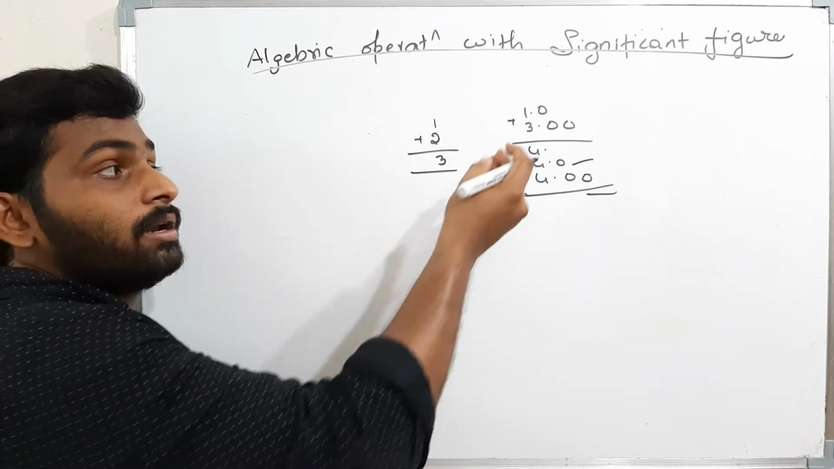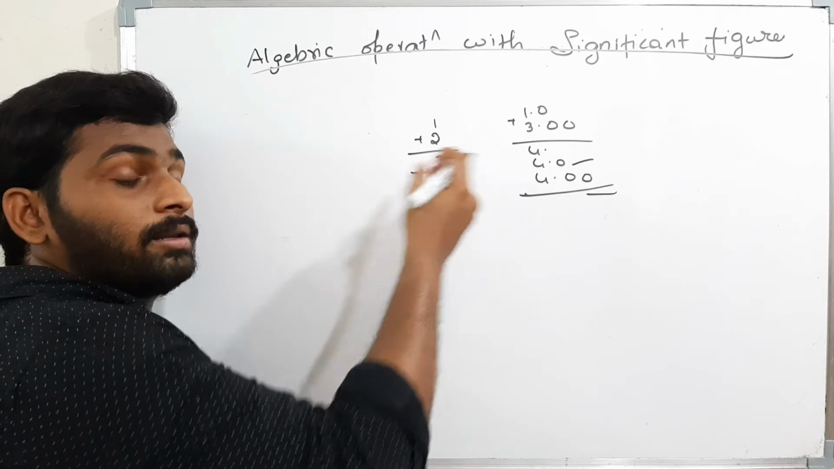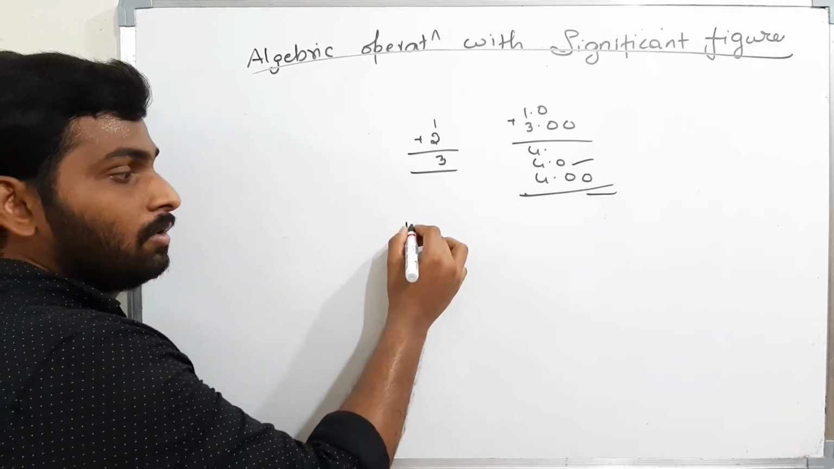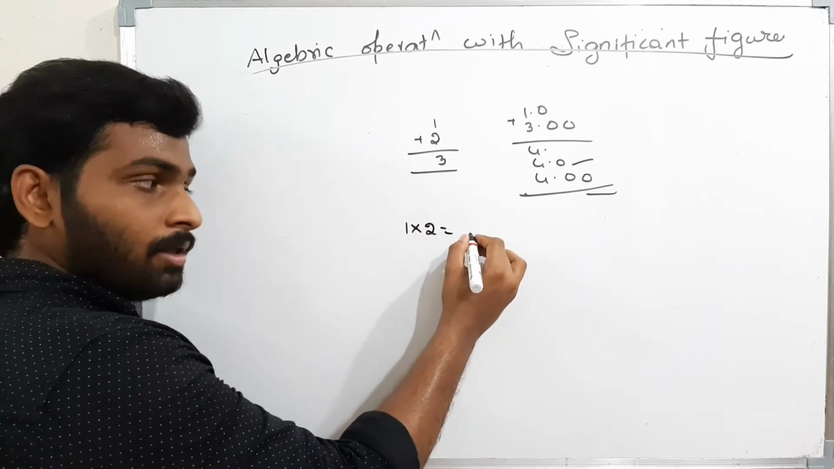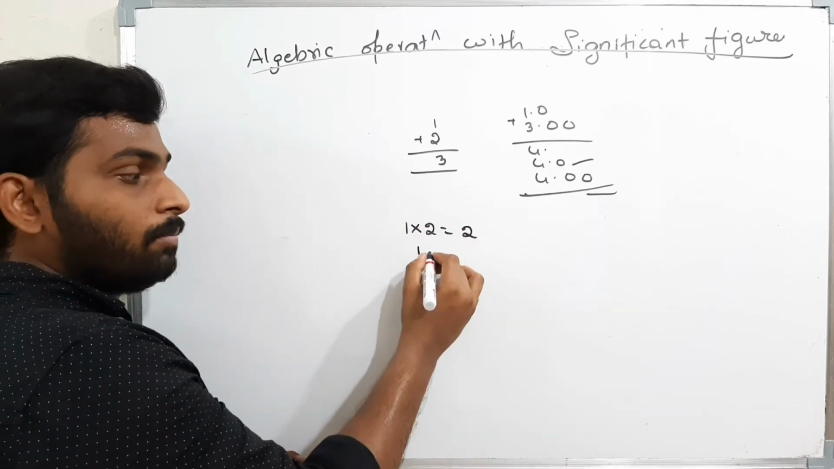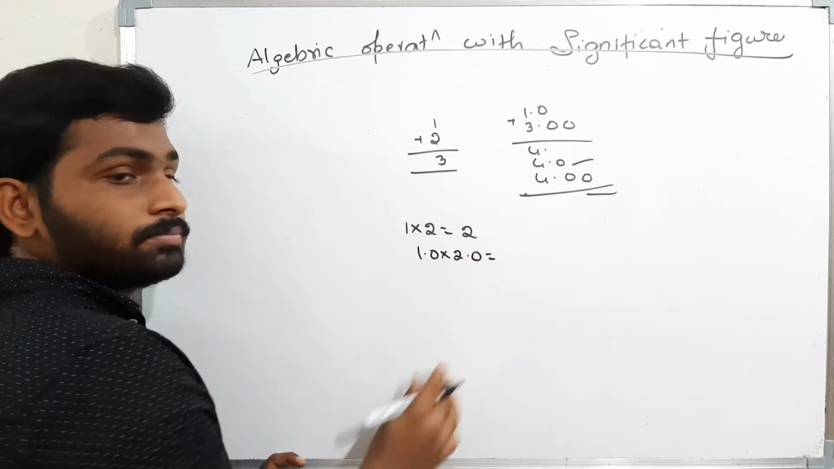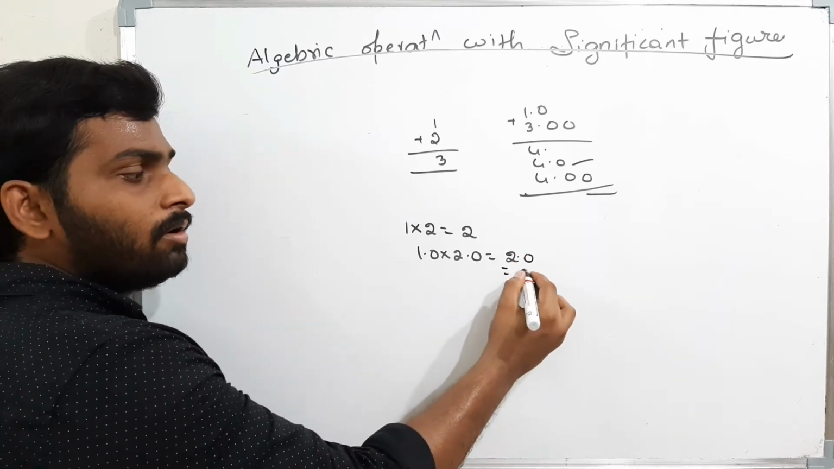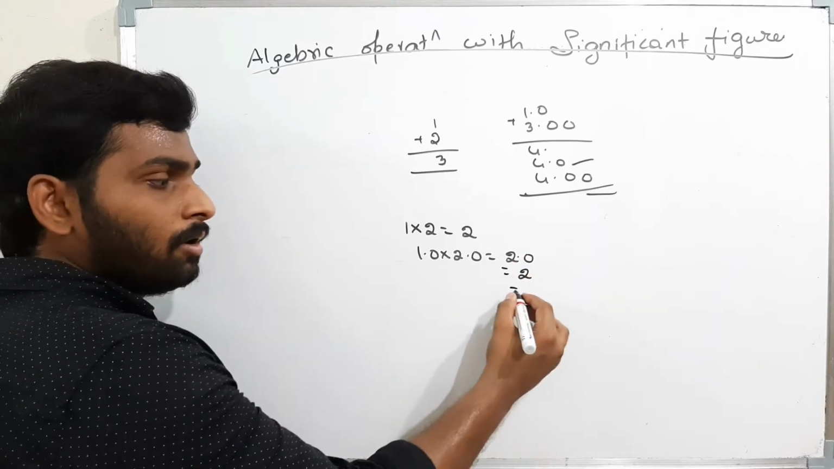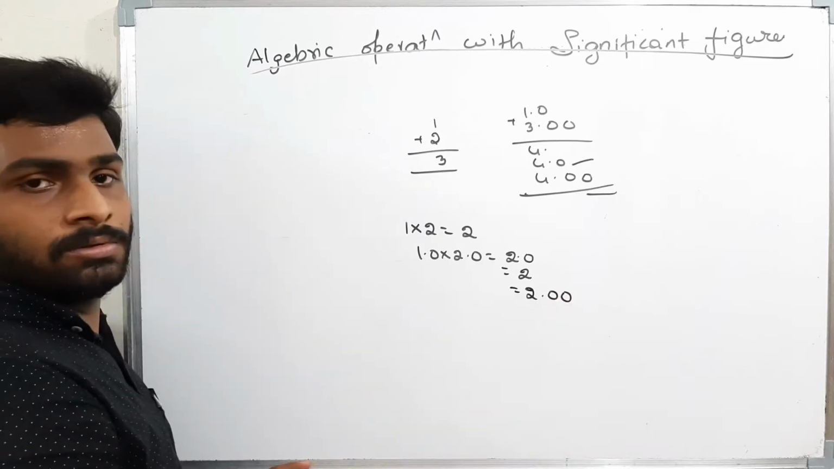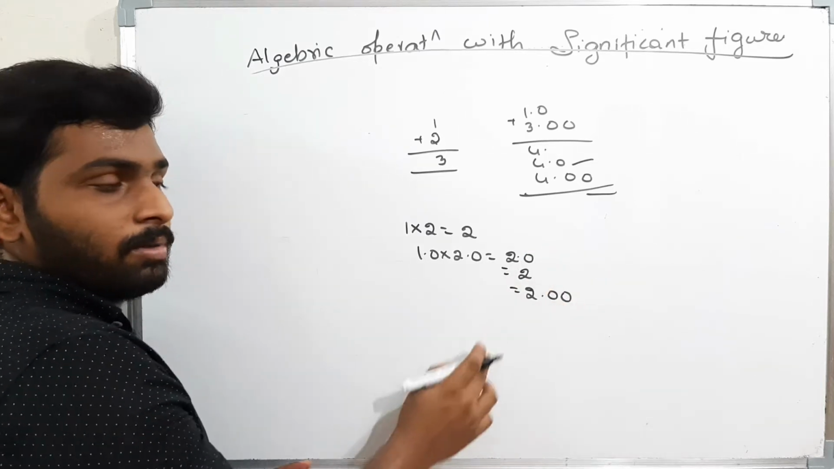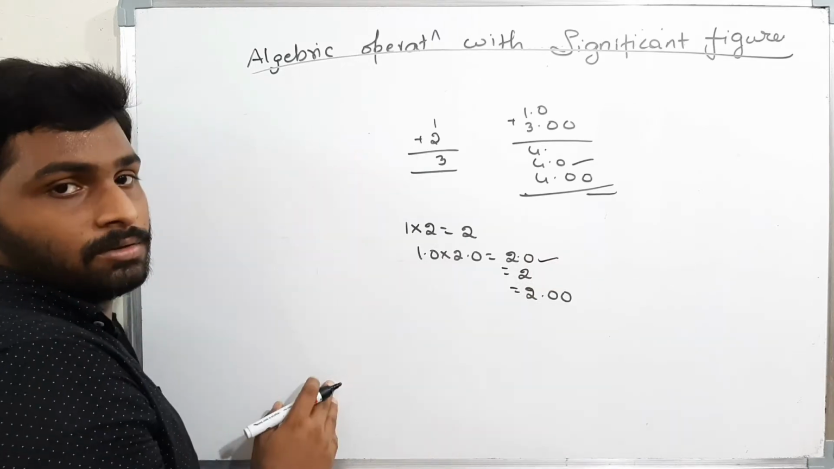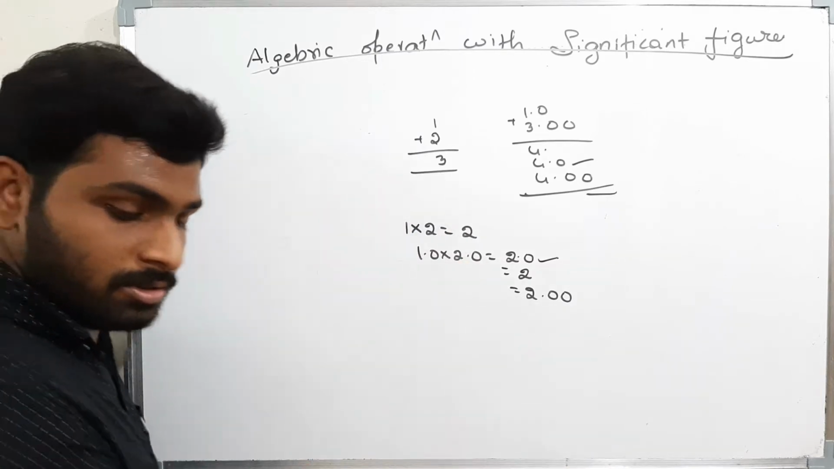There are a few rules to add decimals and a few rules to subtract decimals. Now we will see them. Not only addition and subtraction: if you take 1 into 2, what is the value? 2. Now what is the value of 1.0 into 2.0? The value is 2.0. Why can't I write 2, and why can't I write 2.00? The values are the same, right? But why is this the right answer? We will see it. There are a few rules, and we will follow them.